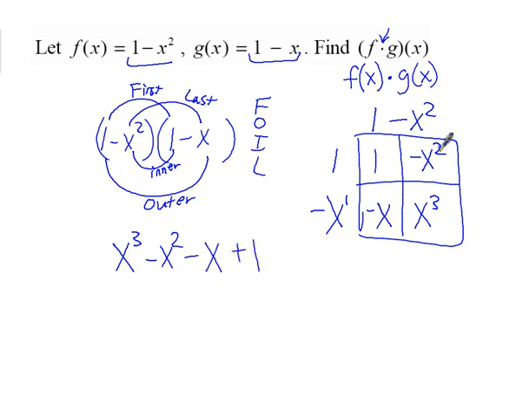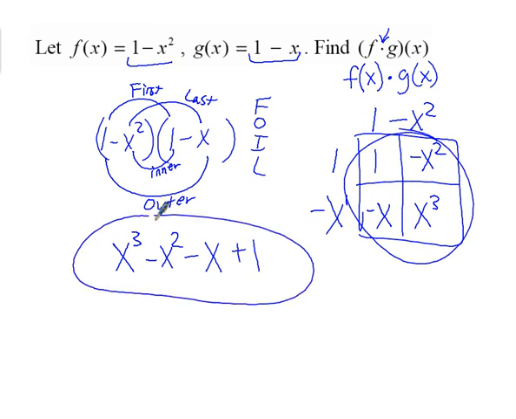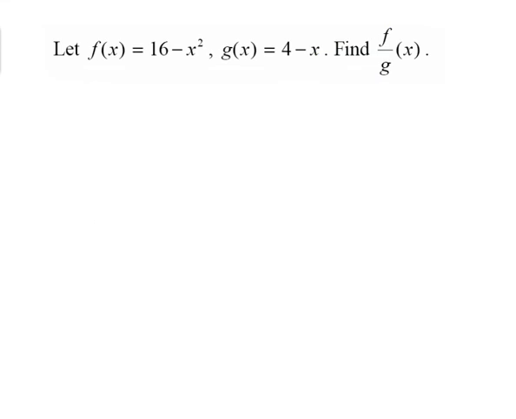Where did I get those? I got them all from over here. And it's just FOIL. And that's our answer. You can't go any further with it. These are not like terms. They all have different exponents. So you just got to leave it like that. All right, that's multiplication. Now, finally, division.